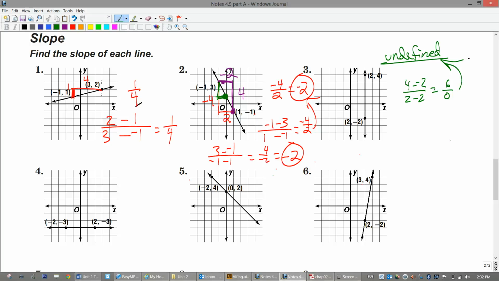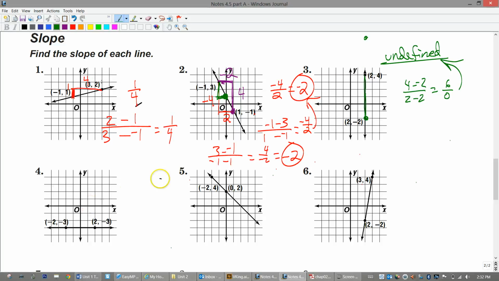Another way to rationalize it is, okay, if I'm at this point, how much do I rise? I rise 6, you can count 6, and I run left and right 0. 6 over 0 is undefined. Or you could pick a random point way up here, any point. You can rise an infinite amount and go left and right 0.